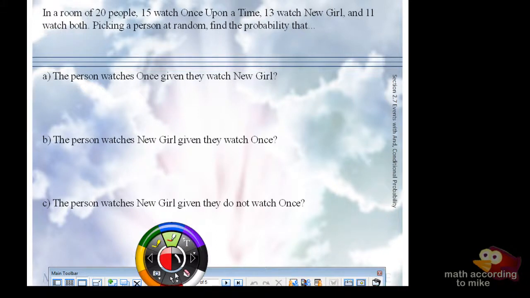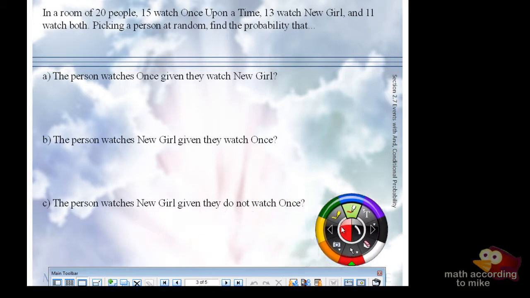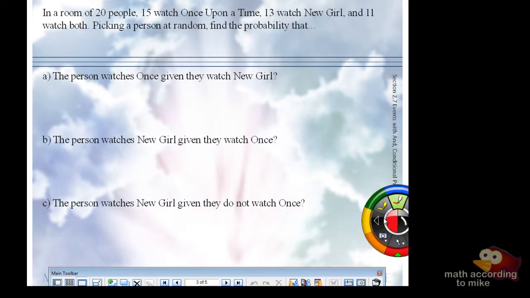In a room of 20 people, 15 watch Once Upon a Time, 13 watch New Girl, and 11 watch both. Picking a person at random, find the probability that... Try this one on your own. Part C is hard. You're welcome.